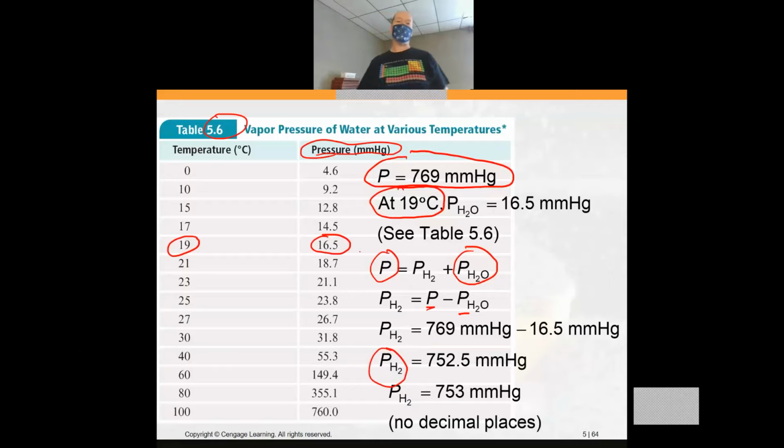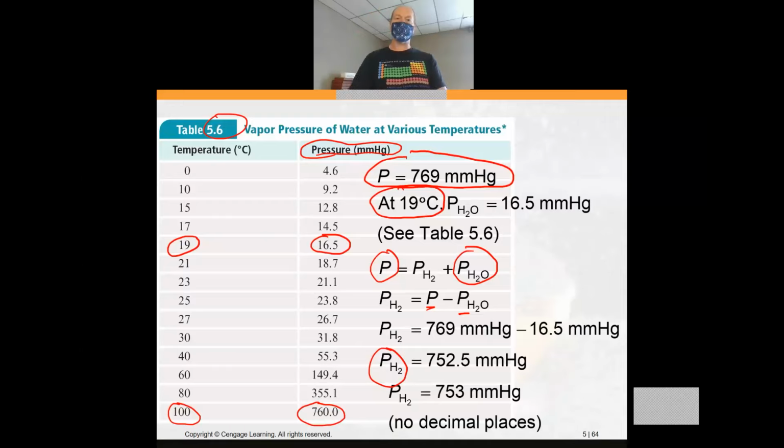Note that your vapor pressure goes up as the room gets hotter and hotter, until you're at the boiling point, where it is all vaporized into the atmospheric pressure of 760 millimeters of mercury. But that table will be given for this test.